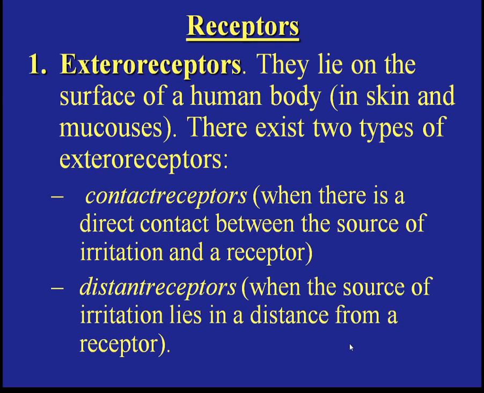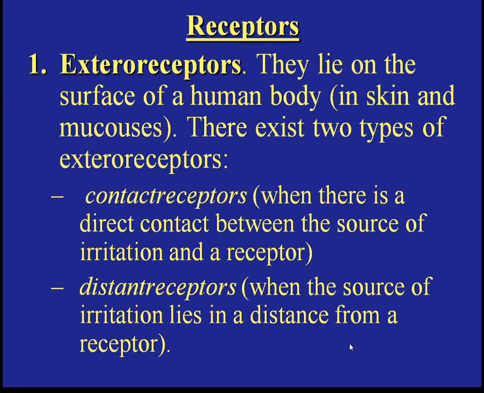The first modality is exteroreceptors. Sometimes we can say without "re": exteroceptors. This is the same. We can say, neurologists, exteroreceptors, exteroceptors, proprioreceptors, proprioceptors. Doesn't matter. They lie on the surface of the human body, in skin and mucosa.